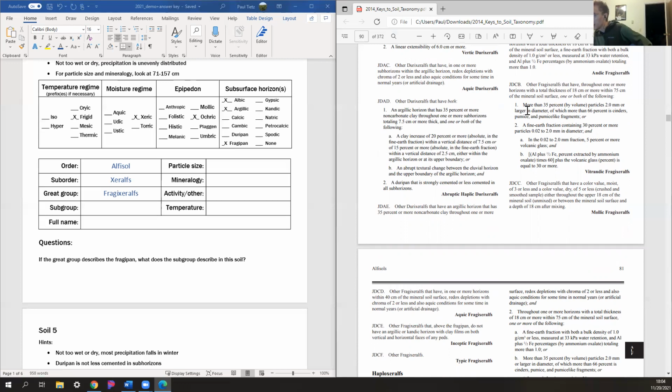We have to have one or both of the following: 35% or more particles 2 millimeters or larger. So if it's really rocky, if we have coarse textured soil with coarse fragments, and more than 2/3 of them are cinders, pumice, or pumice-like fragments.